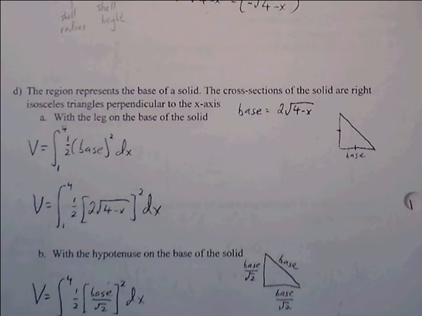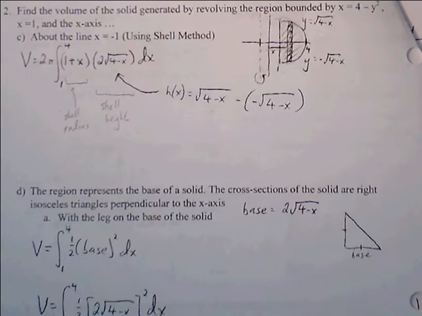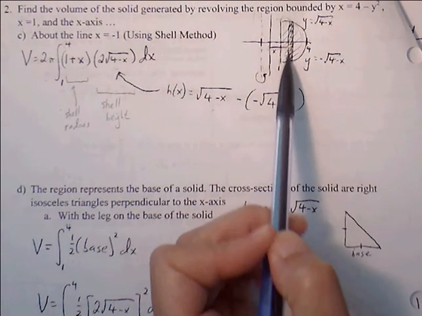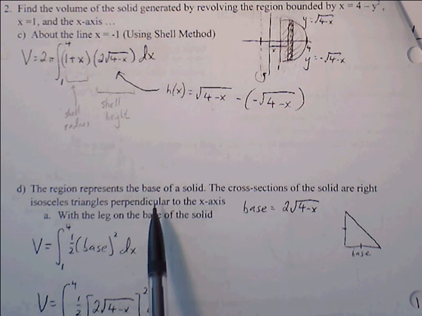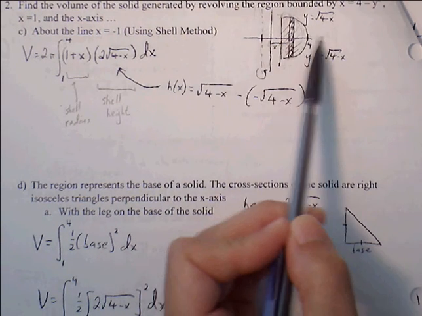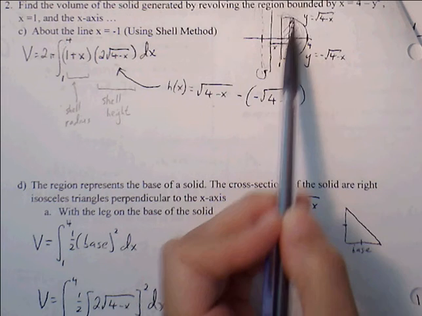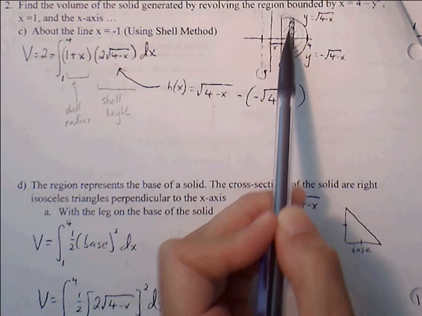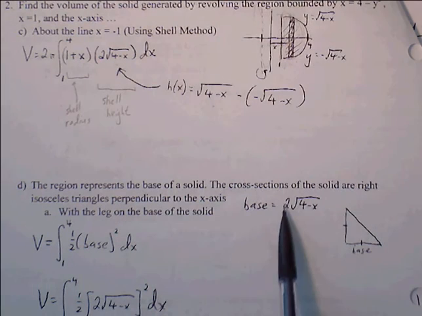Okay, part D. The region represents the base of a solid, so we're using the same region here. Okay, the cross section is isosceles right triangles perpendicular to the x-axis. So here's the x-axis. Perpendicular will be vertical. So if we want to do vertical base, we do top minus bottom. So root 4 minus x minus negative root 4 minus x. So the base will be 2 root 4 minus x.